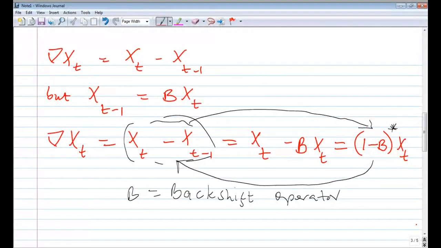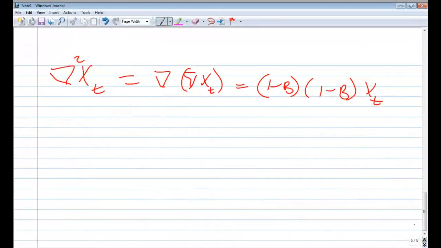So let me take you back so that you can understand this. Remember, change in xt, this part here is equal to this part here. So therefore, change is the same as 1 minus b. So that is why, instead of writing change, just write 1 minus b. So change in xt squared is the same as 1 minus b, 1 minus b xt. Okay, I think you got it.